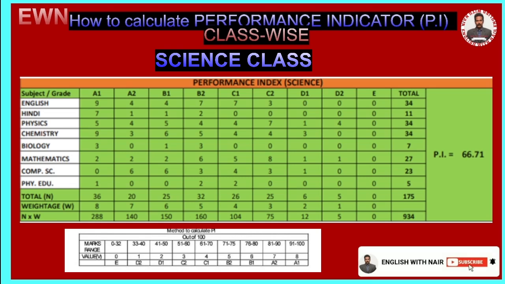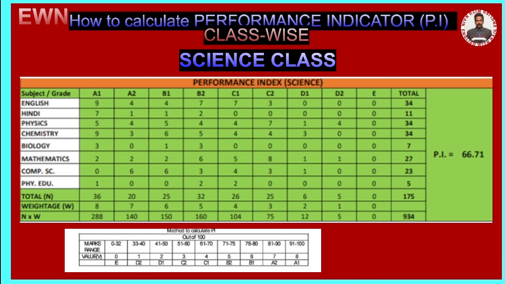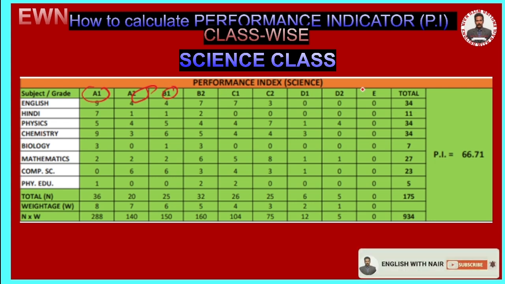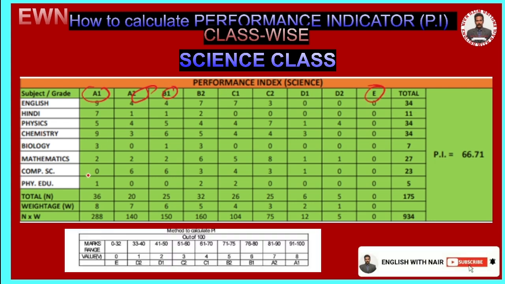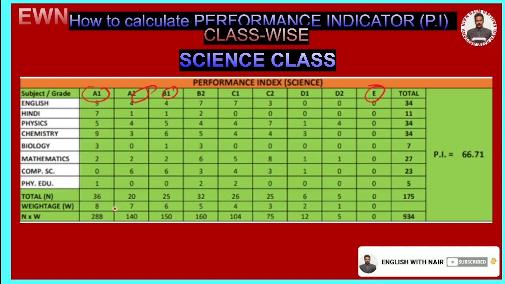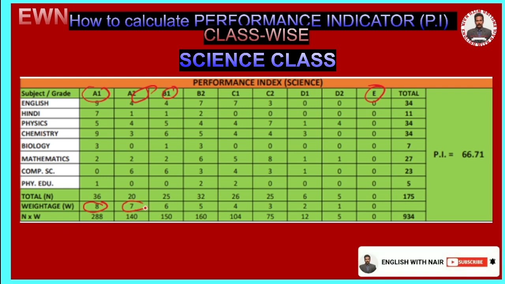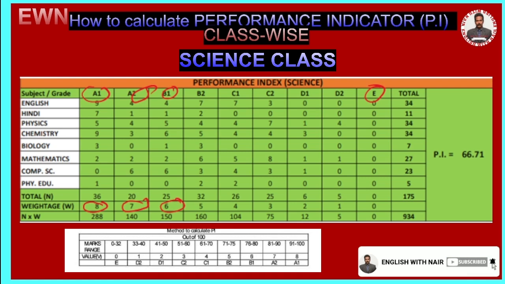Now let's see here. First and foremost, we'll write all the 9-point grade system on the top, that is A1, A2, B1, B2 and so on till E. And we know we have given them the grade points, that is weightage 8 to A1, starting from 8, A2 will be 7 in the descending order till we reach 0 as E grade, right? So this is the weightage W.